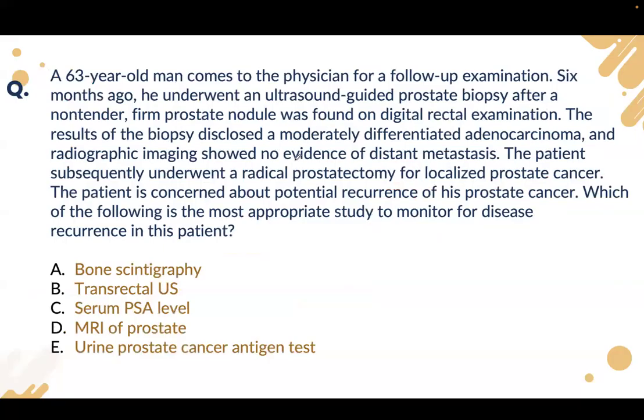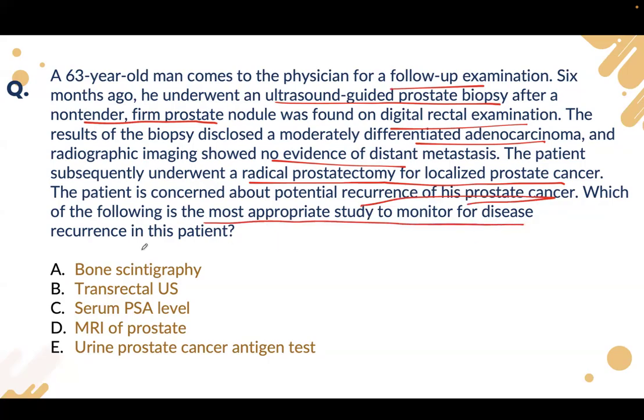Now we're with the last question. A 63-year-old man comes to the physician for a follow-up examination. 6 months ago, he underwent an ultrasound-guided prostate biopsy after a non-tender firm prostate was seen on DRE. The results showed adenocarcinoma of the prostate and there was no metastasis. So the decision was made to do radical prostatectomy for a localized prostate cancer. So they did cancer removal. Now the patient is concerned about potential recurrence of his prostate cancer. Which of the following is the most appropriate study to monitor for disease recurrence in this patient? Pause and try to answer.